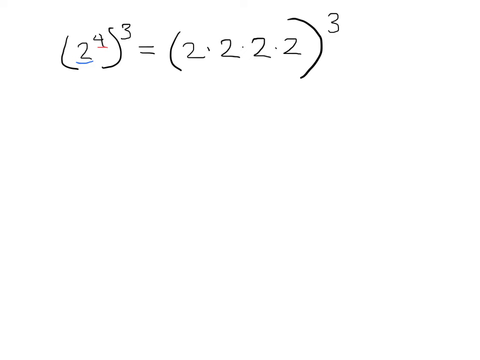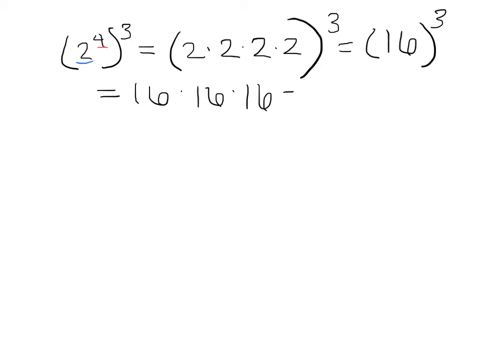So I can now continue to look inside my parentheses. So 2 times 2 times 2 times 2. When I evaluate that, that gives me 16 to the 3rd. Now if I expand that, I would have 16 times 16 times 16. With a little bit of math, I would figure out that this is 4,096.